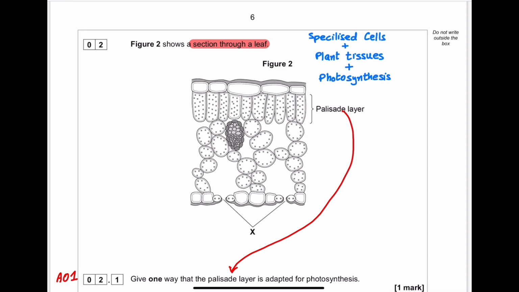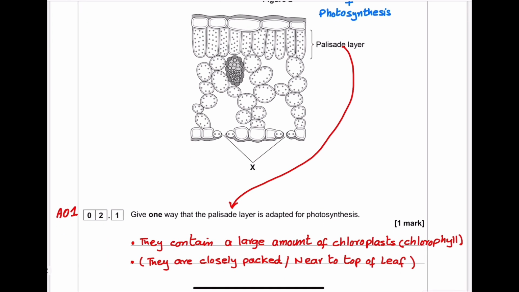Let's see the model answer. They contain a large amount of chloroplast or chlorophyll. They are closely packed and they are near to the top of the leaf, so they can absorb more energy from sunlight to do photosynthesis.